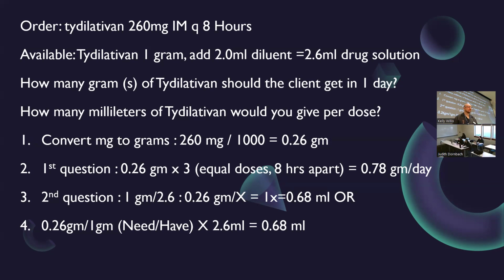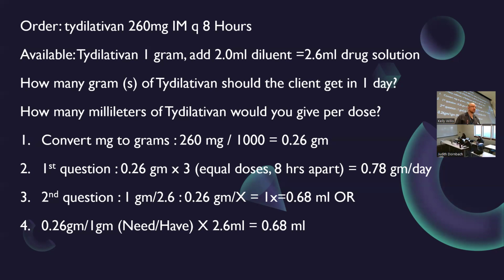So we convert milligrams to grams. So 0.26 grams because we want those to be the same. The first question, and it's a two-part question. So 0.26 grams times 3 equal doses, 8 hours apart, is 0.78 grams per day.